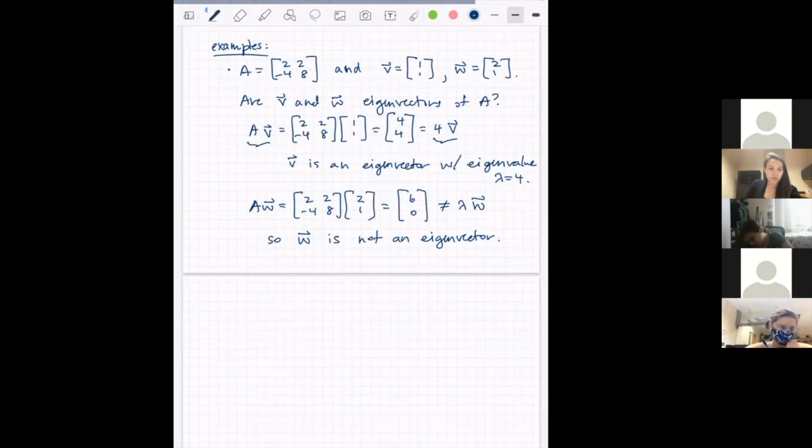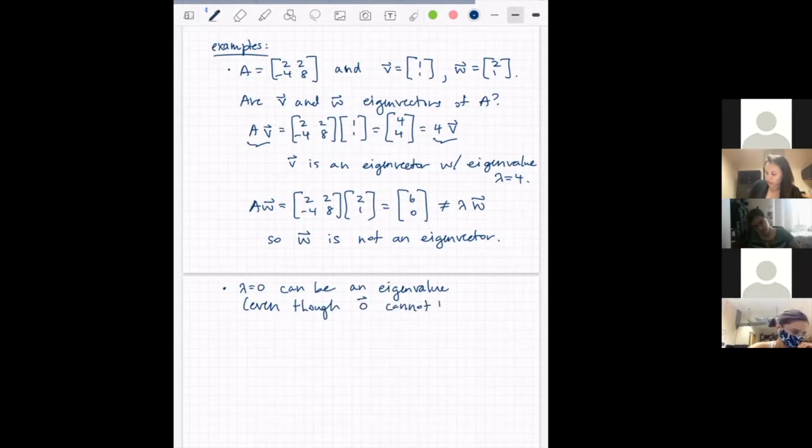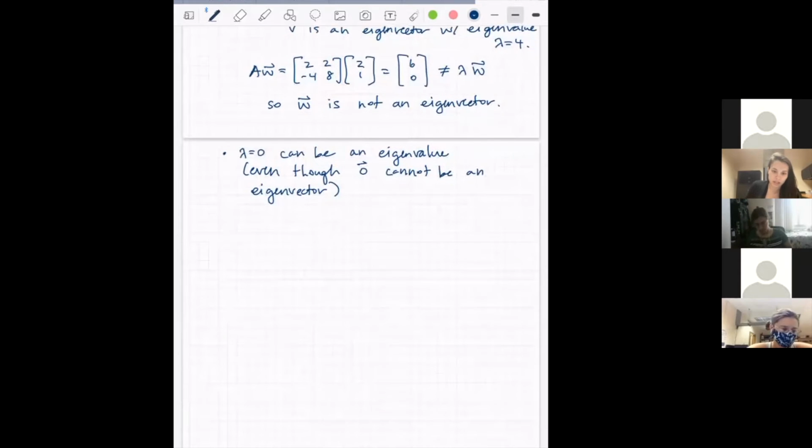Okay, so those are some examples. One thing to point out is that even though the 0 vector cannot be an eigenvector, the constant 0 can be an eigenvalue. Okay, so let's look at an example of that.